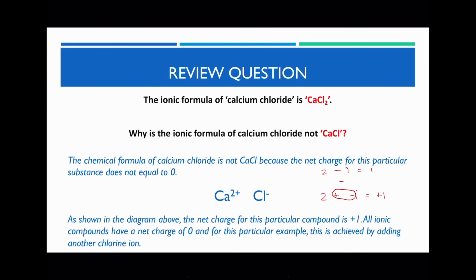And for this particular example, this can be achieved by adding in an extra chlorine atom. When you have an extra chlorine atom, now you've got +2 with a -1 with a -1, therefore the net charge now becomes 0. And that's why the ionic formula of calcium chloride is CaCl2 as opposed to CaCl.